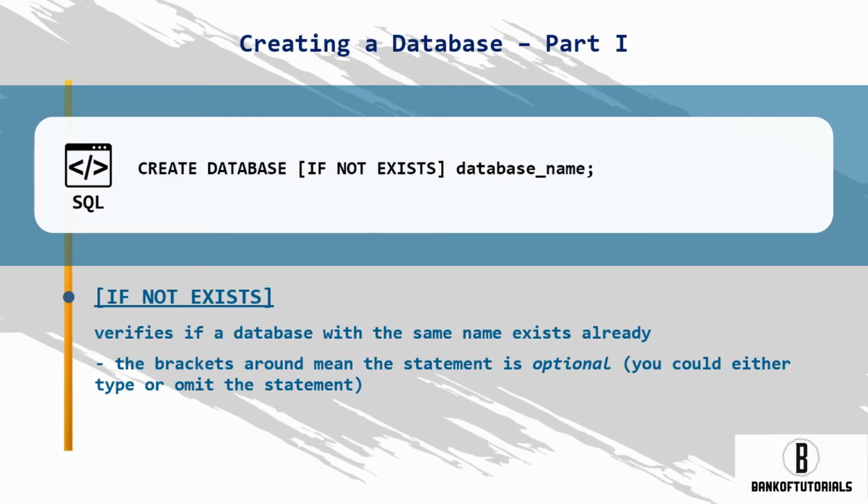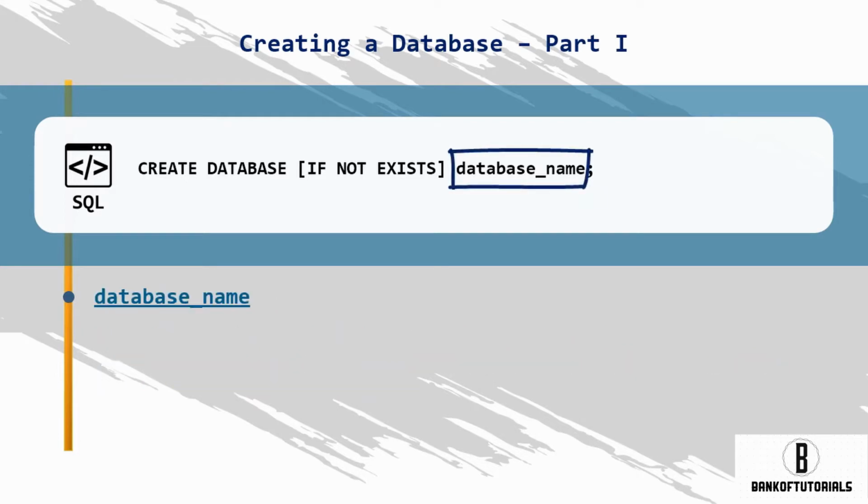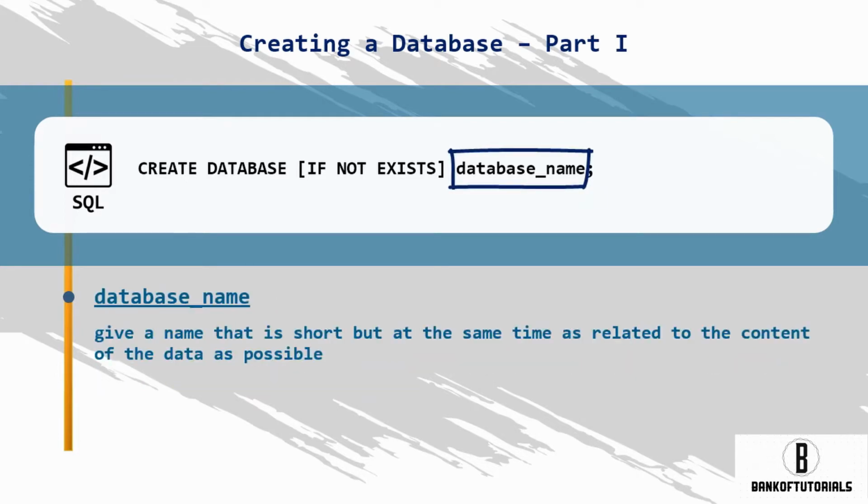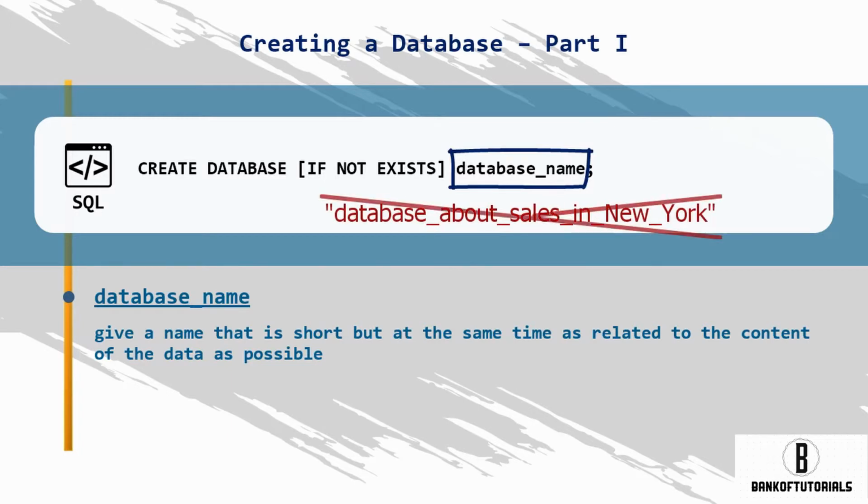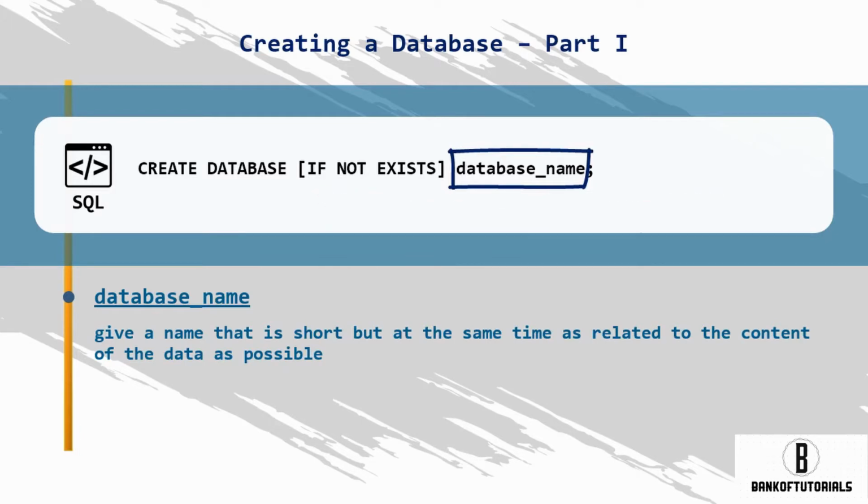Next, we will have to specify the name of the new database. We strongly suggest you give a name that is short, but at the same time, as related to the content of the data as possible. Try to avoid assigning names like database_01 or database_about_cells_in_new_york. In our case, the data we will work with is about the customer cells registered in a company. For this reason, we will call the database sales.